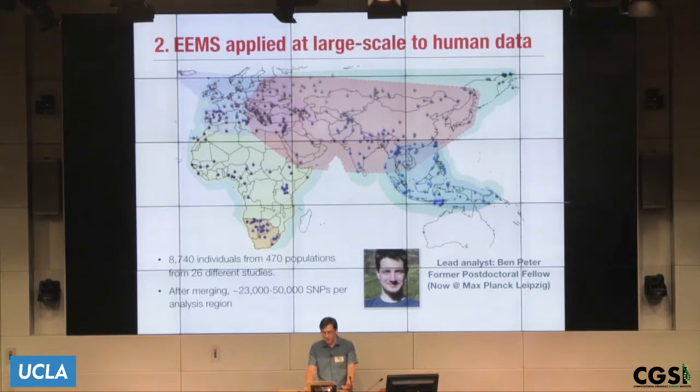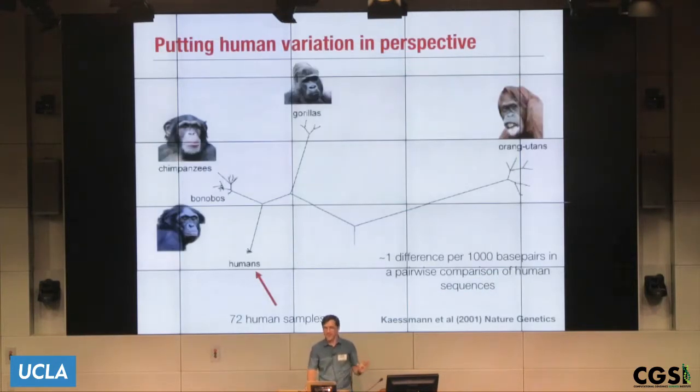Before I show the results, I want to take a moment to put human variation in perspective, okay? Because we show these STRUCTURE results, and I'm going to show these EEMS results, and they can give the visual impression of human groups being very differentiated. But in the context of our primate cousins, this is a paper that came out in 2001, one of the first to sequence a large section of the X chromosome in multiple individuals. This is a distance-based tree where the branch length reflects genetic divergence. And what's neat is you see the species-level structure, but you also see within each species how much genetic diversity there is by the branch lengths.